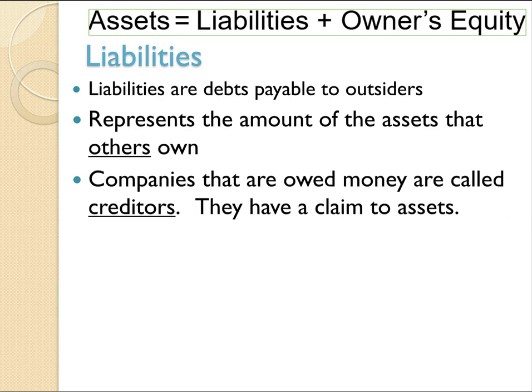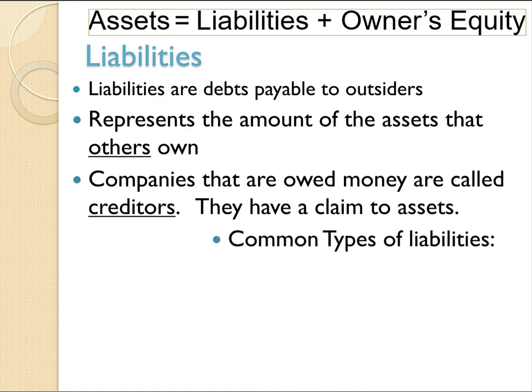Companies that are owed money are called creditors. So this is an important vocabulary term to understand. Creditors are someone that the company owes money to. And these creditors, they have a claim to the assets. For example, if you have a mortgage, which is just a house loan, if you don't pay your mortgage, they'll kick you out of the house. So the bank will get to keep your house because they have a claim to that asset.